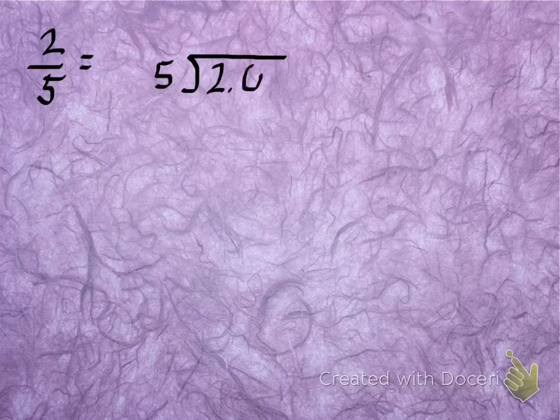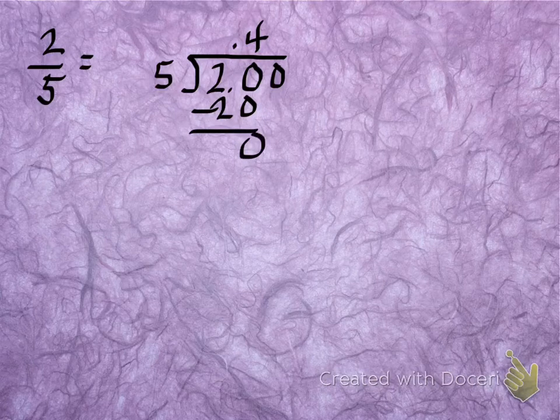We're going to put in at least 2 decimal places to start. We'll put the decimal on top. 5 goes into 20 4 times. Oh, that was easy. And what is 5 times 4? 20. So we subtract, we get a 0, and we don't even need that. We get 0.4, and we're done. That was easy. All right, let's pick a harder one.